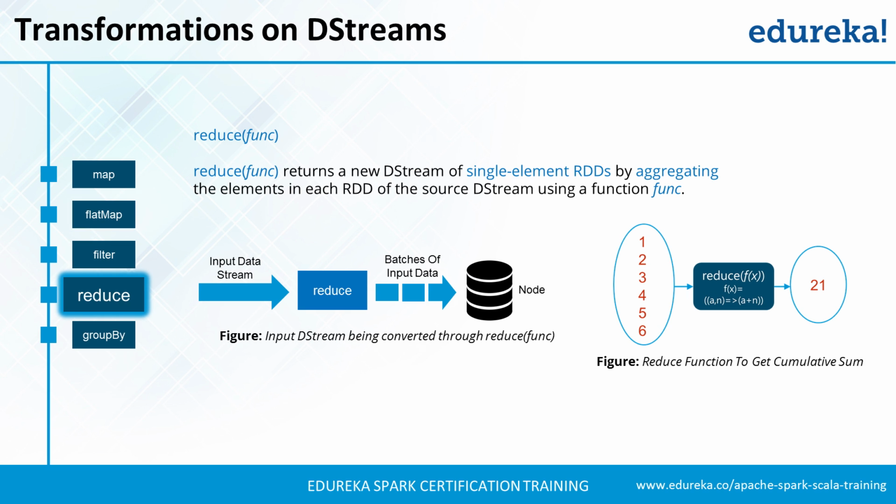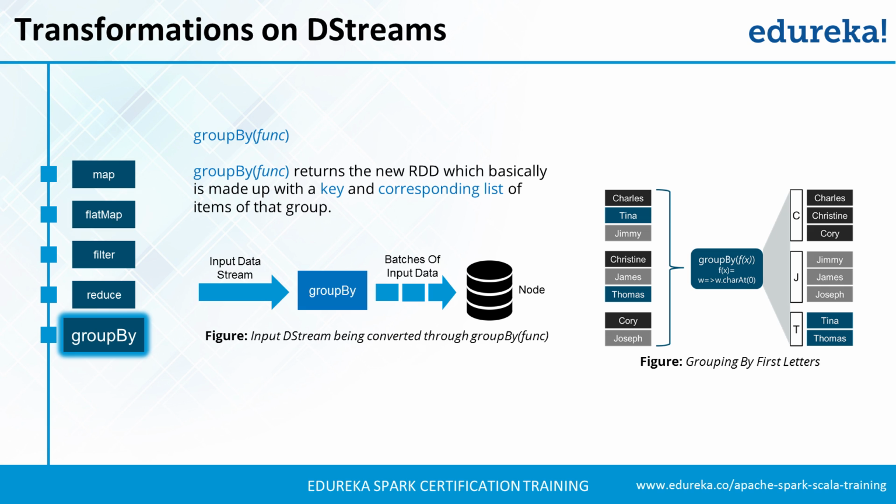Reduce. Reduce is going to do a kind of aggregation on the work. Let's say in the end you want to sum up all the data you have. That is going to be done with the help of reduce. Now after that, group by. Group by is going to combine all the common values. That is what group by is going to do. As you can see in this example, all the names starting with C got grouped, all the names starting with J got grouped, all the names starting with T got grouped.